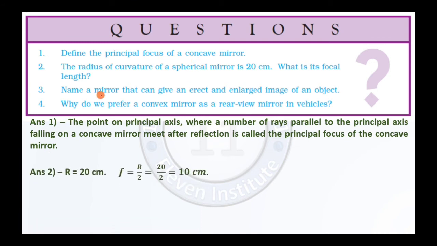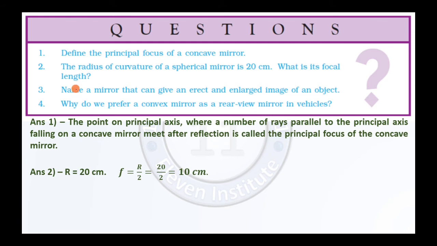Second one, the radius of curvature of a spherical mirror is 20 centimeter. What is the focal length? We already know the rule that the radius of curvature is 2 times focal length. Radius of curvature is double of focal length. So if I want focal length, I have to divide this radius of curvature by 2. This 2 will come into the division. So f is equal to r upon 2. Value of r is 20. So 20 upon 2 will give me 10 centimeters. I hope that is fine. You don't have any doubt.